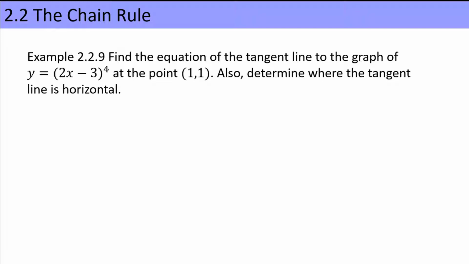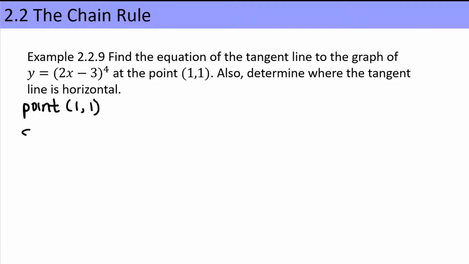Example 2.2.9, find the equation of the tangent line to the graph of y equals the quantity 2x minus 3 to the power of 4 at the point (1, 1). Also, determine where the tangent line is horizontal. Let's see, to get the equation of a line, you need 3 pieces of information. You need a point, and the problem already gives it. It's the ordered pair (1, 1).